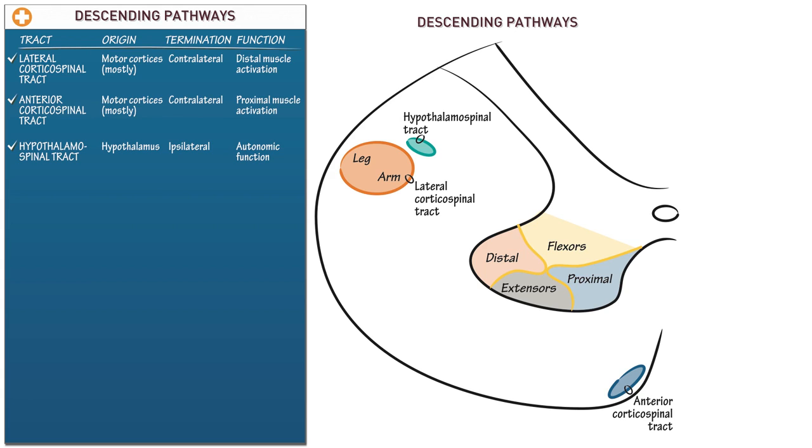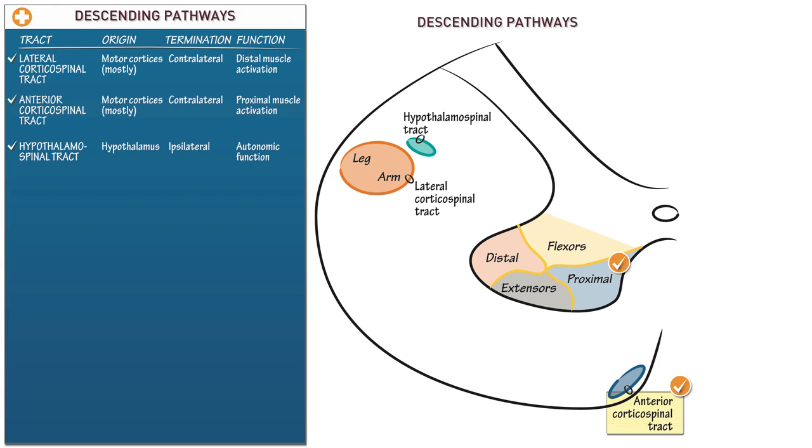For instance, the lateral corticospinal tract lies laterally and innervates gray matter spinal motor neurons that lie laterally and innervate distal muscles, and the anterior corticospinal tract lies medially and innervates gray matter spinal motor neurons that lie medially and innervate proximal muscles.